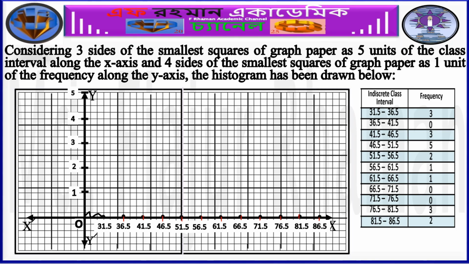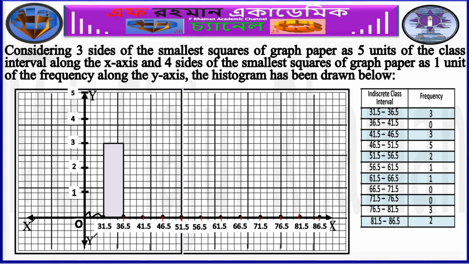Since the frequency in the class interval 31.5 to 36.5 is 3, the length of 12 smallest squares will be the height of the rectangle on the base 31.5 to 36.5. Since the frequency in the class interval 36.5 to 41.5 is 0, the height of the rectangle in this class interval is 0. It means no rectangle exists in this class interval.